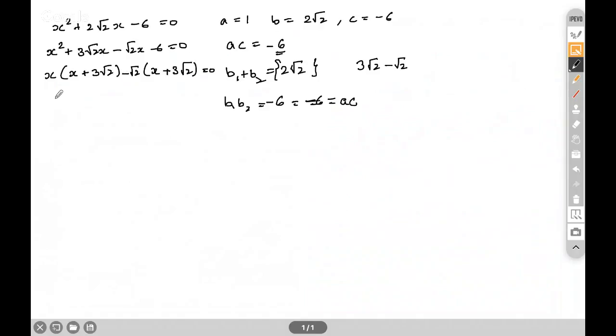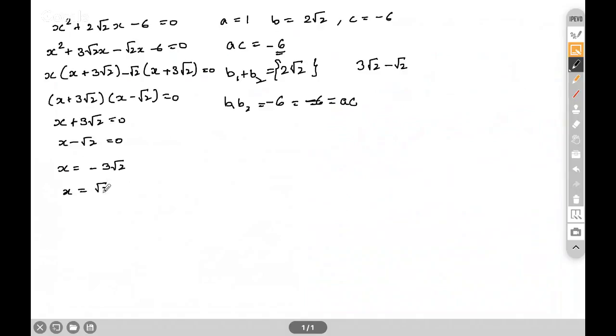Now if you see, this is nothing but (x + 3√2)(x − √2) = 0. So if you equate, x + 3√2 = 0 and x − √2 = 0. From the first one, you get x = −3√2, and here you will get x = √2. Okay, this is how you have to solve.